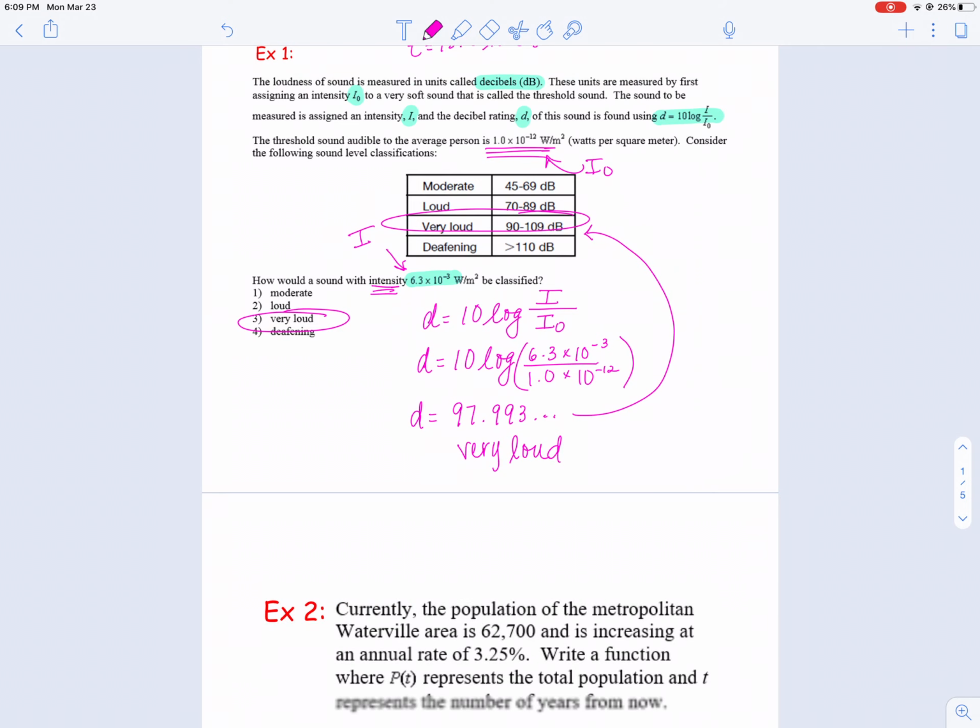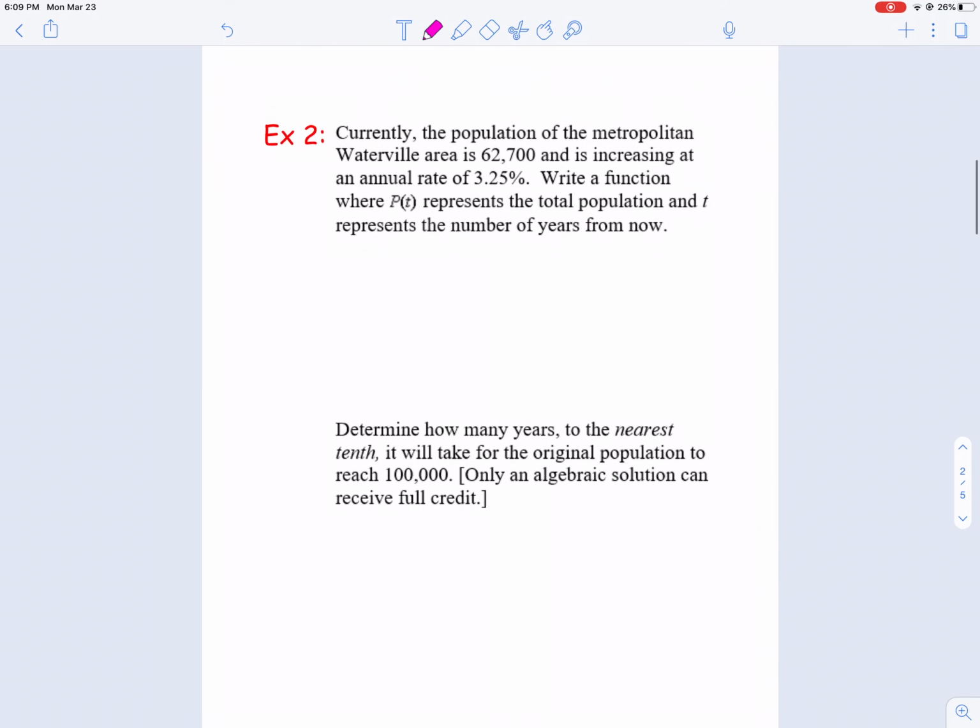So much info. Okay, so I'm going to move on to number 2, which is kind of basic. You have 2 parts. Your first part gives you a current population of 62,700, and it's increasing at a rate of 3.25%. Write a function P of T, which represents the total population after T years from now. As basic as it gets: P of T equals 62,700 times 1.0325 to the T.